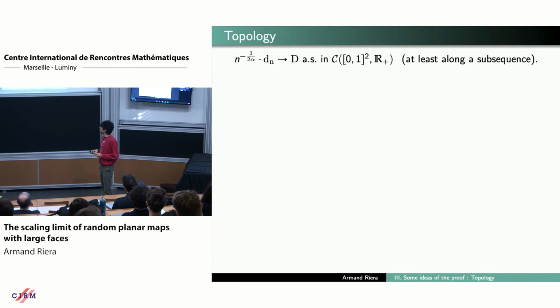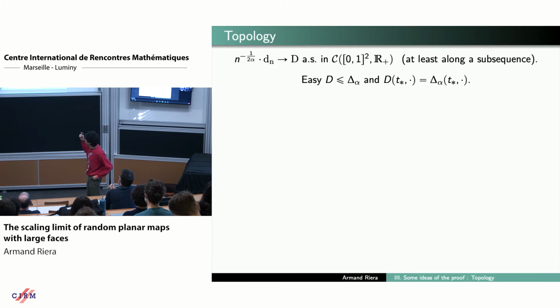But well, it's not so easy, at least for us. What is easy to do is to use the Bouttier-Di Francesco encoding to see that you can take a coupling such that d is smaller than delta alpha, and such that you see exactly the same thing from the root, from T star. So when you look at the Bouttier-Di Francesco encoding, you obtain this. This is not difficult. So all the work now is to show the reverse inequality, that delta alpha is smaller than d.